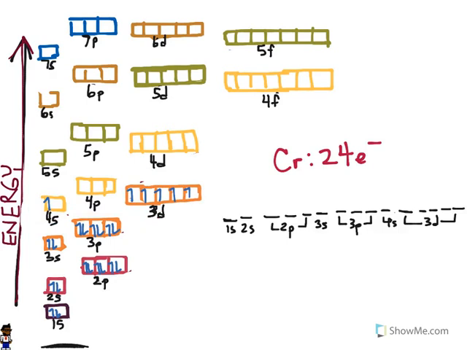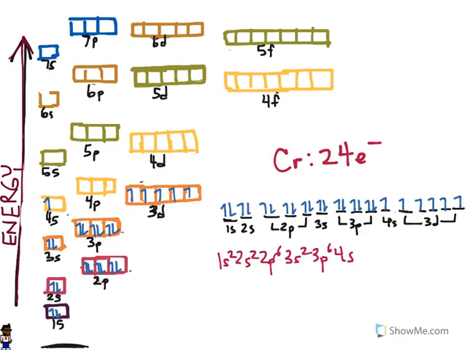If we were to draw out the straight line orbital filling diagram, it would look something like this. And remember, for the 3D orbitals, they all have the same spin as they occupy those orbitals. So the electron configuration for chromium would be 1s2, 2s2, 2p6, 3s2, 3p6, 4s1, 3d5.